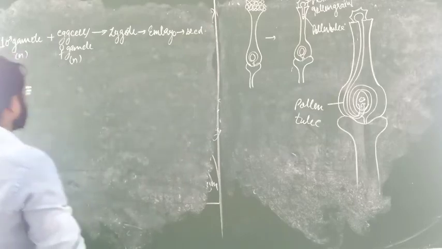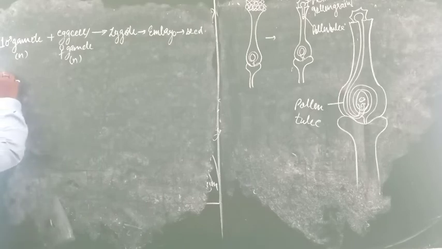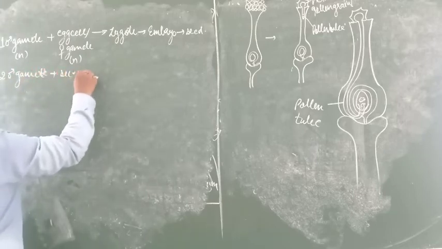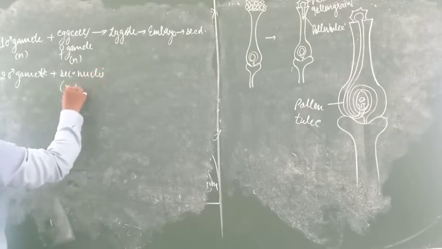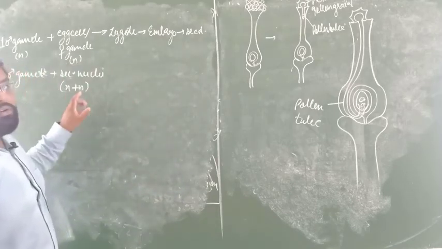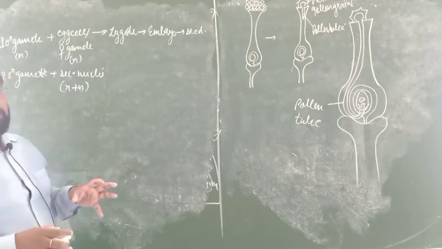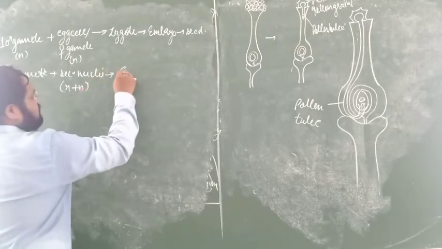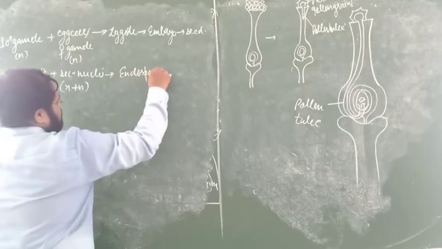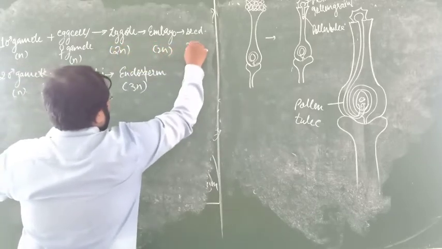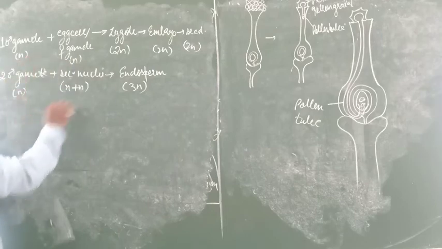Second, suppose this one is the second male gamete. The second male gamete fuses with the secondary nucleus. For the secondary nucleus we write n plus n, because two haploid nuclei are there, not 2n, because the nuclei are separate. The gamete is n. After the fusion, it forms the endosperm, that is 3n. Here the zygote is 2n, because this one fused is 2n and this one fused is 3n.